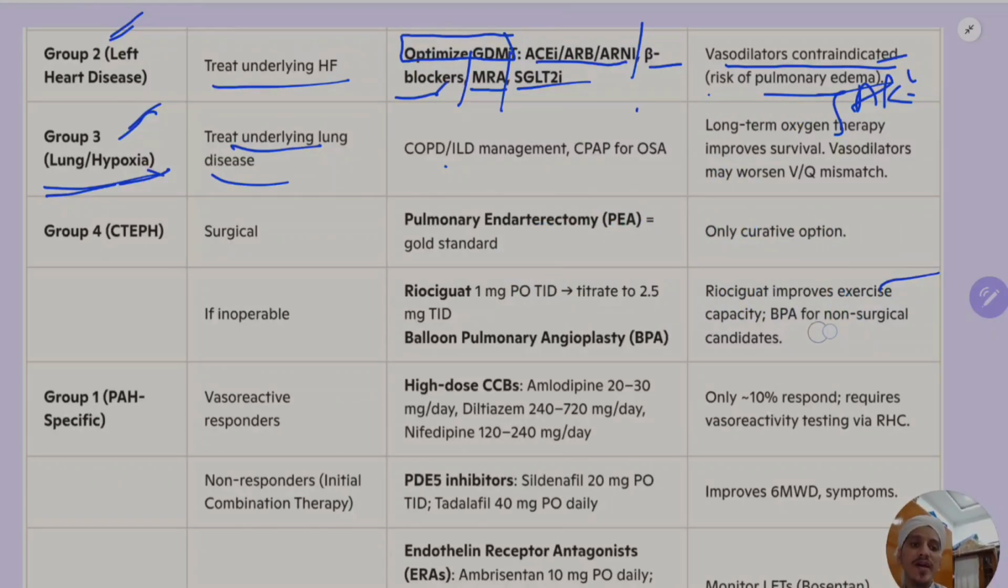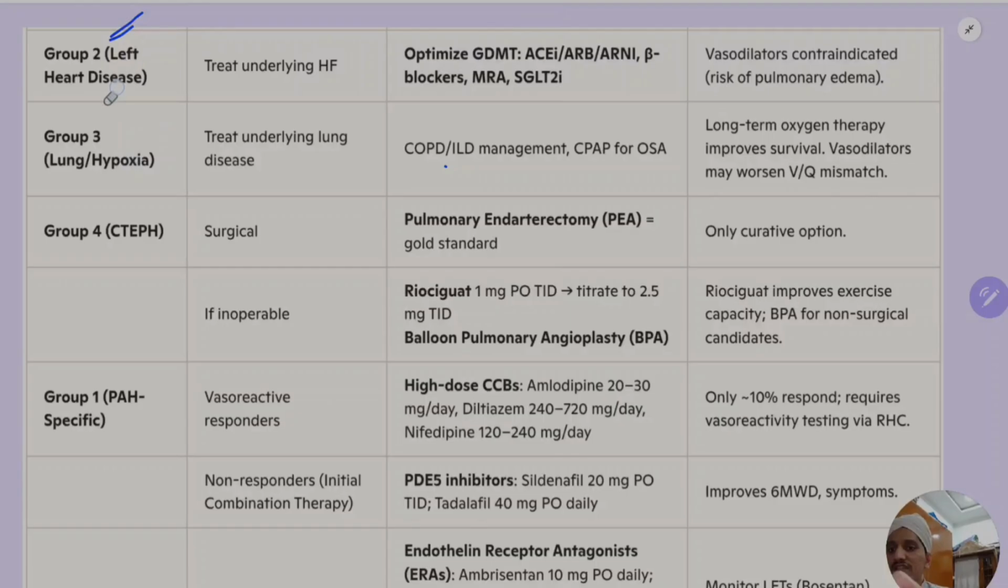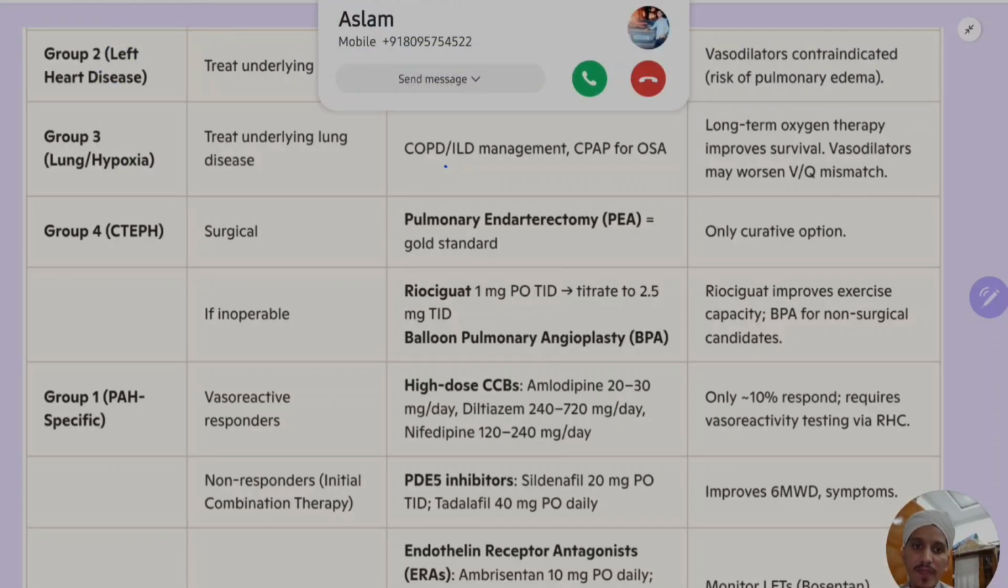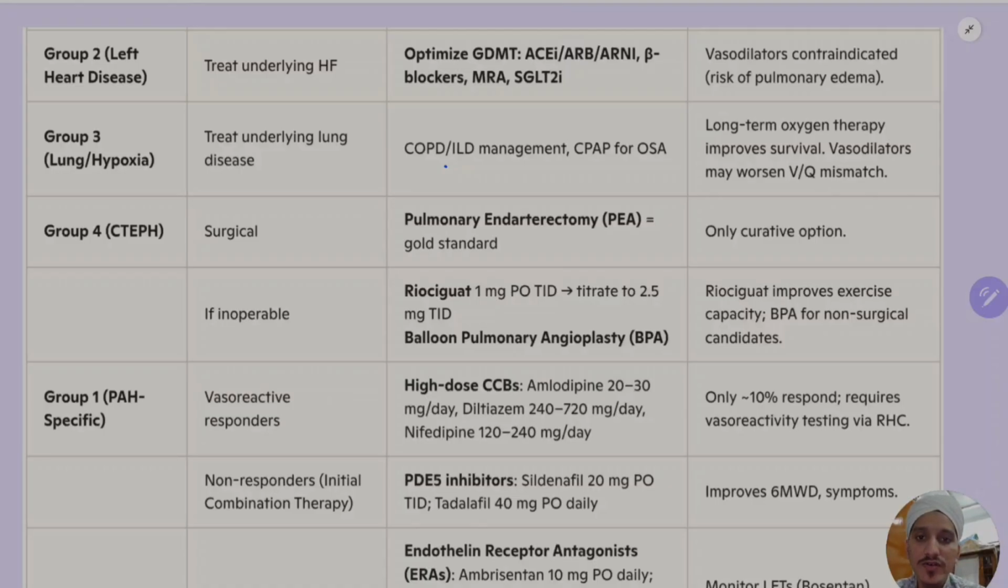And for obstructive sleep apnea, you can give CPAP for the patient. CPAP, continuous positive airway pressure, is the treatment of choice for a patient with obstructive sleep apnea. Remember one thing: the drug of choice for a patient with lung disease is nothing but long-term oxygen therapy. This will improve survival and retard the progression of pulmonary arterial hypertension, because hypoxia is the only cause of pulmonary hypertension in this patient.